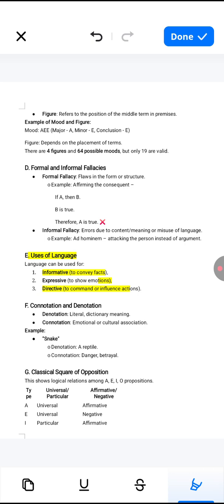Next we have inductive reasoning. Inductive reasoning is specific to general and is based on observation; the conclusion is probable, and it is used in science. For example, the sun rose today, it rose yesterday and the day before, so the conclusion is that the sun will rise tomorrow. These are also very important.